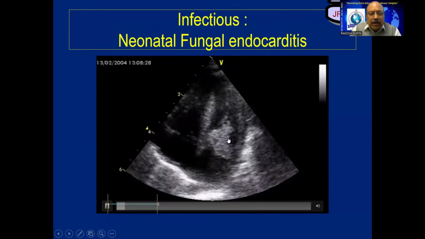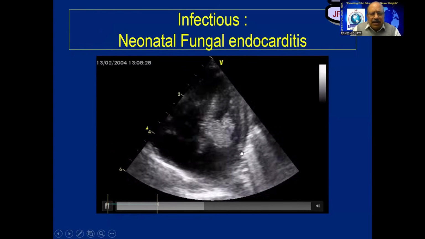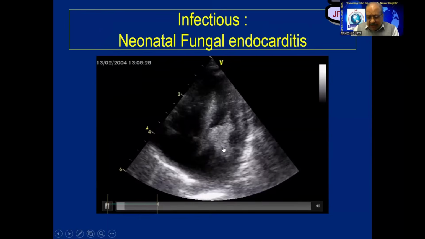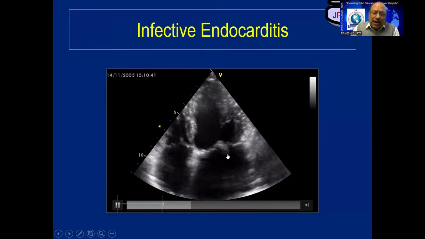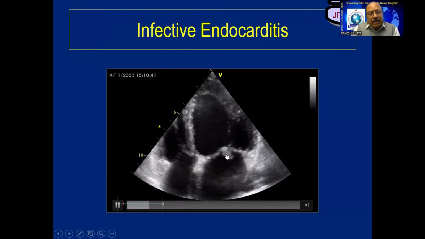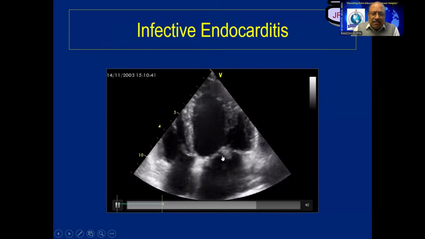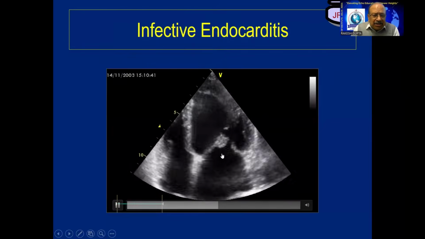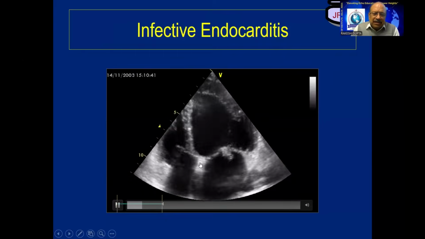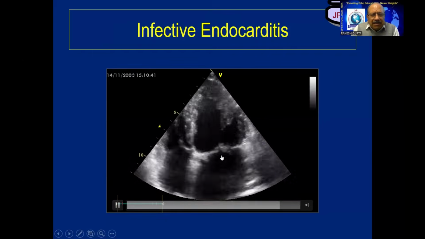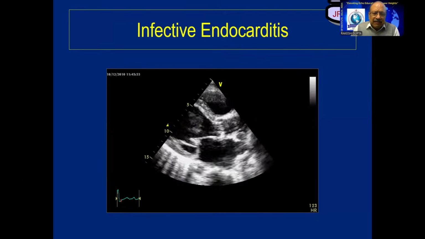Infective. If you happen to see this ball on the valve leaflets, this is fungal endocarditis. This is a proven fungal endocarditis. Vegetations look like torn billboards at airports. Shaggy, dirty looking, irregular shape, fimbriated, finger-like projections. Whatever you can give your name, they are infective endocarditis. Do they need assessment if they've got MR? I don't think so. Stabilize them, replace the valve.